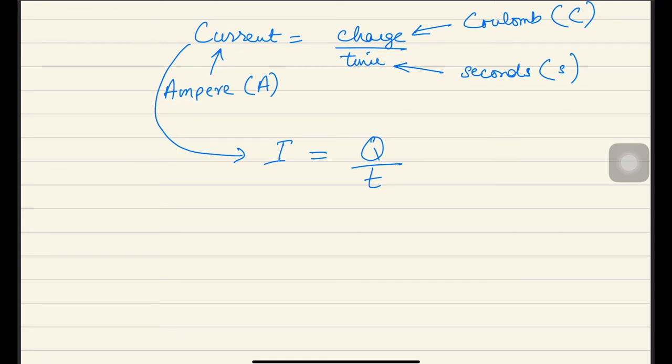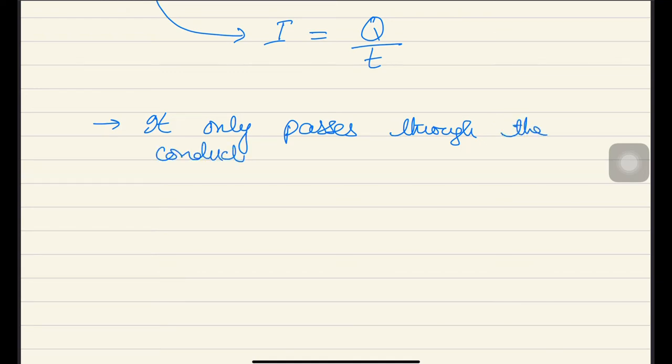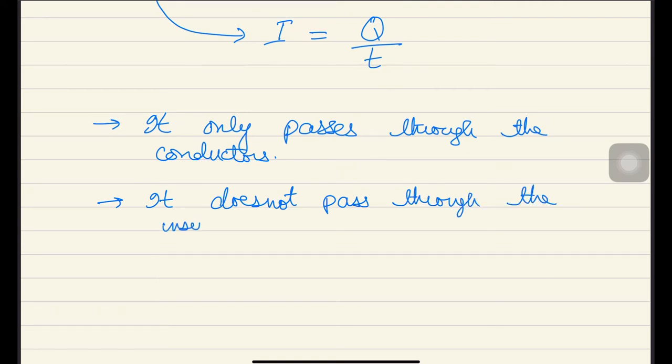Okay, so I'll write the point over here. It only passes through the conductors, like the metal objects, or you can say graphite as well, and it does not pass through the insulators. You have to keep that in mind.